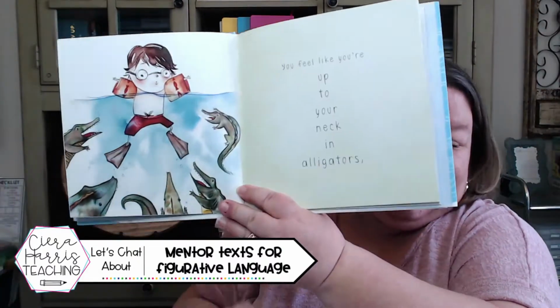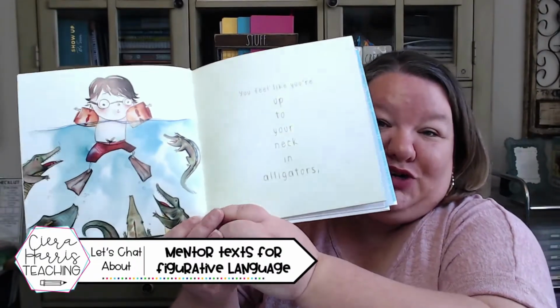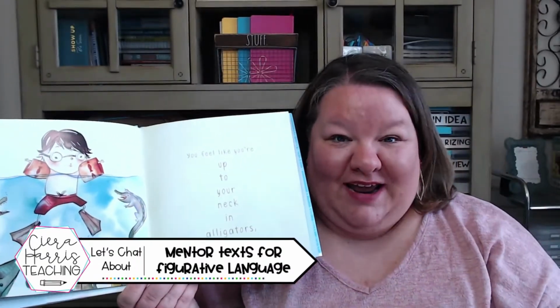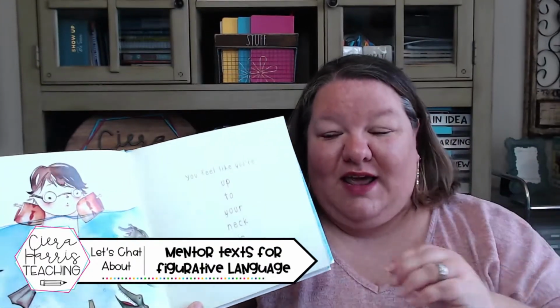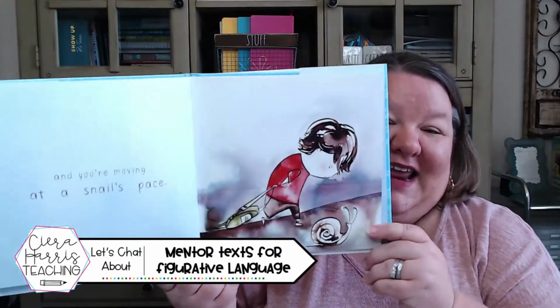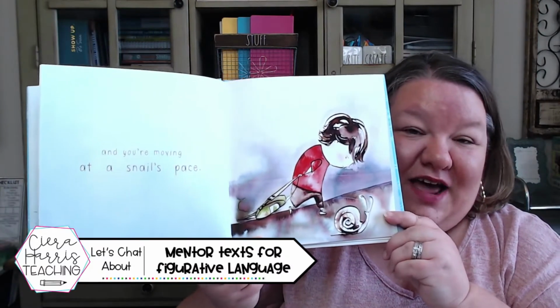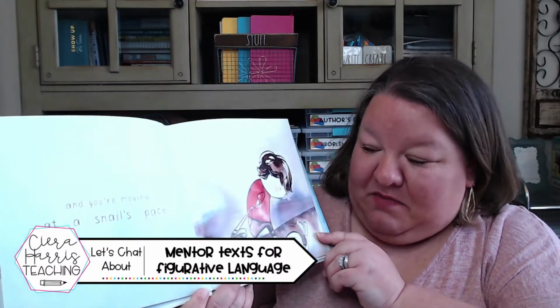But of course, you would have the discussion of what does that actually mean, and what is possibly happening in the story so far. And then it goes into, and you feel like you're up to your neck in alligators. So again, we're trying to set the tone that life is hard, right? We're just raining cats and dogs, and you're up to your neck in alligators, and things are difficult. And then it goes into, and you're moving at a snail's pace. So another great hyperbole here to show the mood and set the tone of the story. And I bet you can kind of guess where it goes.